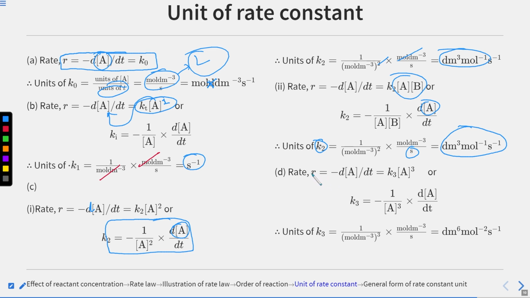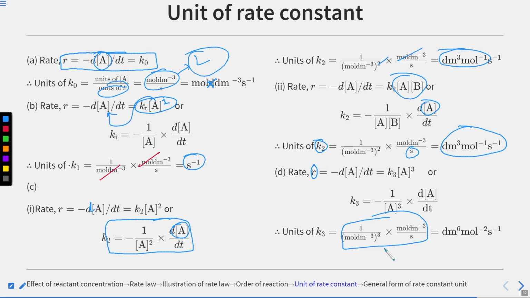Now suppose we have a third order reaction. I've introduced this order. So the rate can be written as minus dA by dt equals K3 A to the power 3 here. Why? Because it is a third order reaction. So that would leave us with this kind of mess.